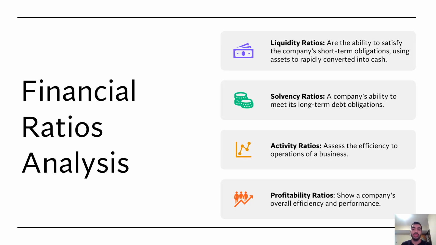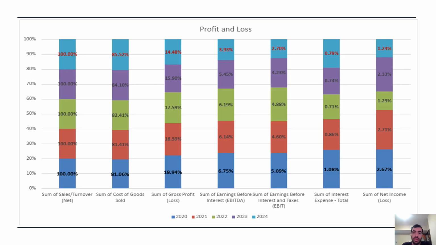The third one is the activity ratios, which assess the efficiency of operations, analyzing how well a company uses its assets and liabilities to generate sales. The last one is profitability ratios. These ratios show a company's overall efficiency and performance. So this was the explanation of financial ratios. Now I'm going to present the CVS profit and loss chart.